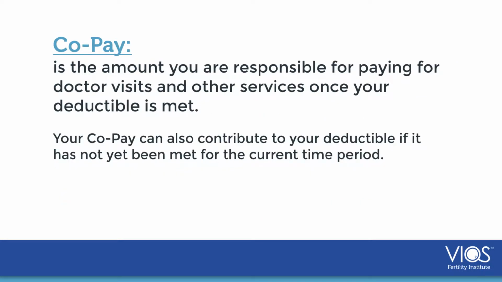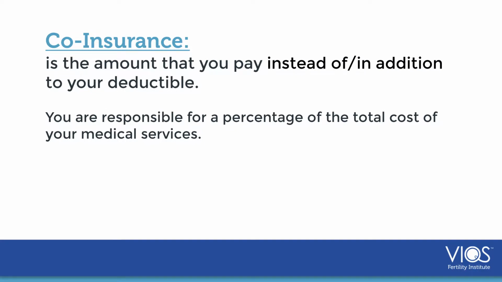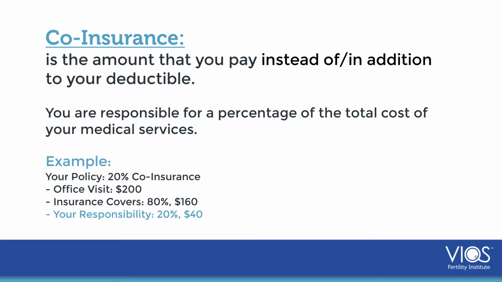Your copay is the amount you pay for office visits or other services once your deductible is met, or can also contribute towards meeting your deductible. This amount can vary based on the policy that you've selected and depending on the type of visit or service you are receiving. Co-insurance is the amount of your medical services that you are required to pay even after you've met your deductible. For example, if your policy has a 20% co-insurance and the total cost of your visit is $200, then your insurance will pay 80%, which is $160, and your responsibility would be the remaining 20%, which amounts to $40.